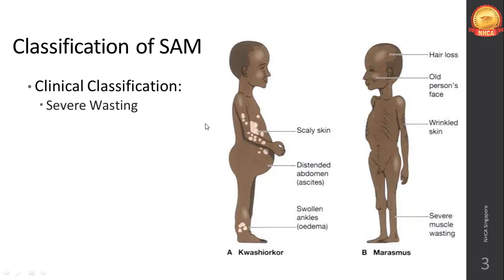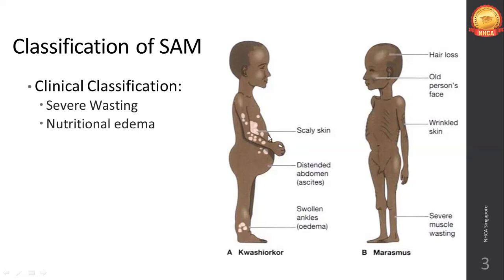So severe wasting. Here on figure B, you can see it's a child who has severe muscle wasting. You can see the bones are very prominent, with very thin, wrinkled skin. You can count each and every one of the ribs the child has.